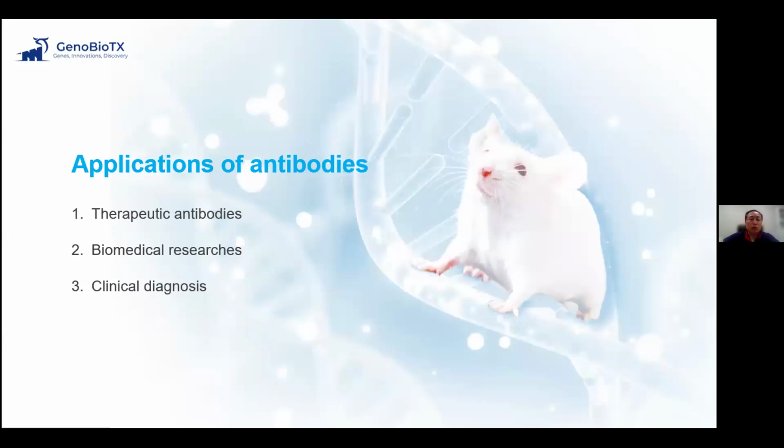So what can we use those antibodies for? I think the most important application of antibodies is medicine. A lot of therapeutic antibodies have been approved globally. Secondly, a lot of antibodies can be used for biomedical research. For a lot of benchmarks, such as Western blot, immunofluorescence, ELISA, whatever, we have to use antibodies. And we can also use antibodies for clinical diagnosis. For example, the COVID-19 test kit we use at home was developed from COVID-19 antibodies.